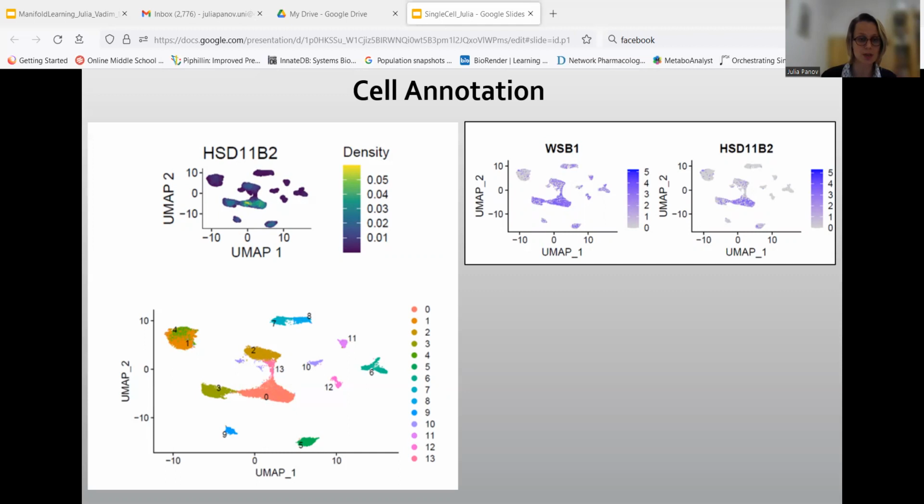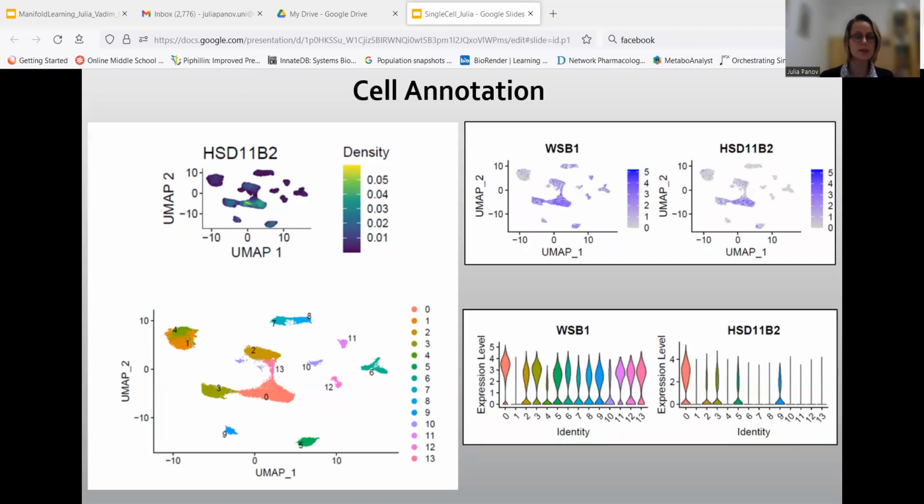We can also visualize the expression of genes as violin plots. In this plot, we see expression levels of this gene across all found clusters of cells. So we see that the gene WSB1 is actually expressed in all of the clusters, while HSD11B2 is expressed in some of the clusters. But you can see that both WSB1 and HSD11B2 are expressed most highly in cluster number zero. So they are markers of this cluster number zero. And as we have discussed, we were lucky this time, and HSD11B2 is actually a known marker of collecting duct cells.